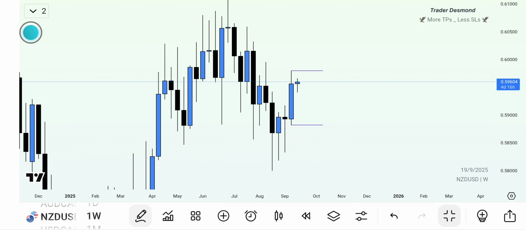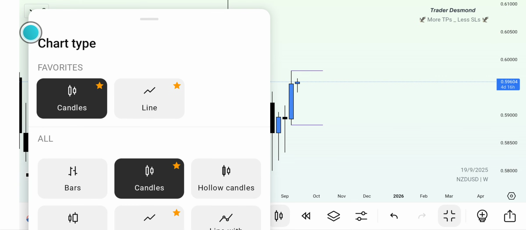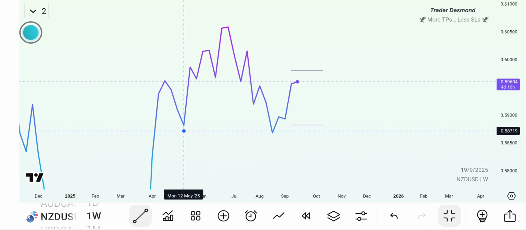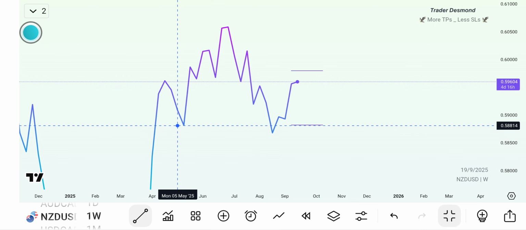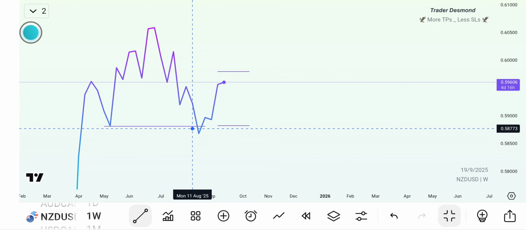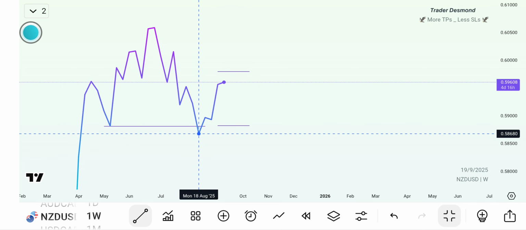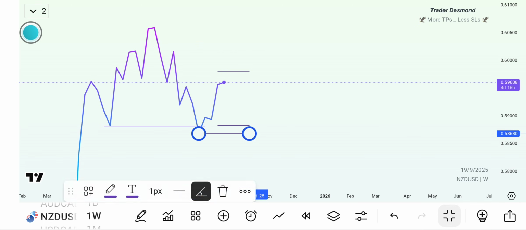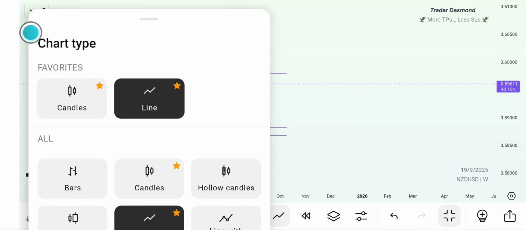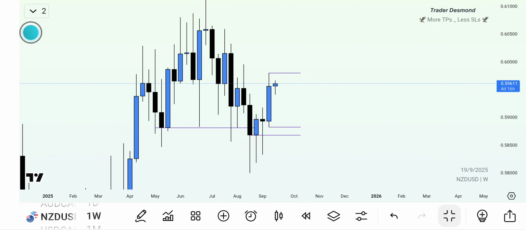Now let's see something. If we switch to a line chart, let's see if this level has been tapped, this candle range low. Let's mark it from here and see. Okay, we have this level here. It has been used. Then also we have this V level here as well. Okay, so now having this, what are we going to do next? Let's switch to the candlestick and see.